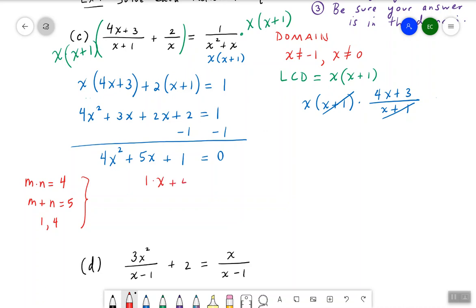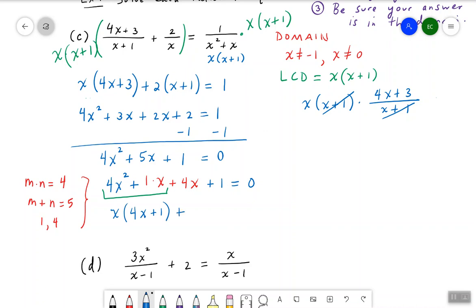1x plus 4x for that middle term. And then the leading term just comes along and the constant, and so on. So that's the first part of factor by grouping. And then the next part is to go ahead and factor just out of these first two terms. There's a common factor of x, and then that would leave 4x plus 1 left over.